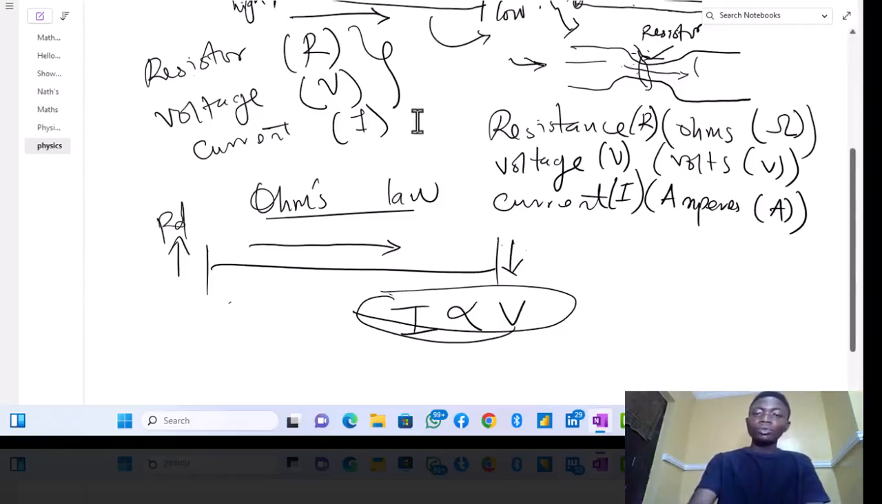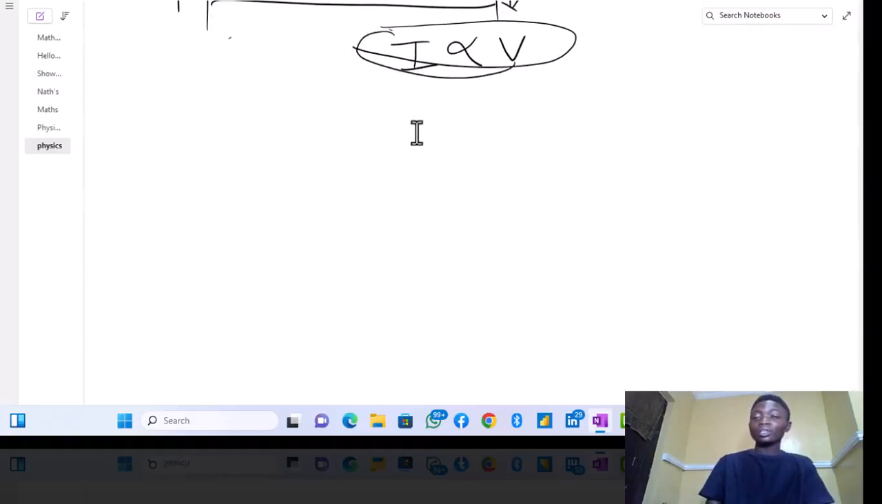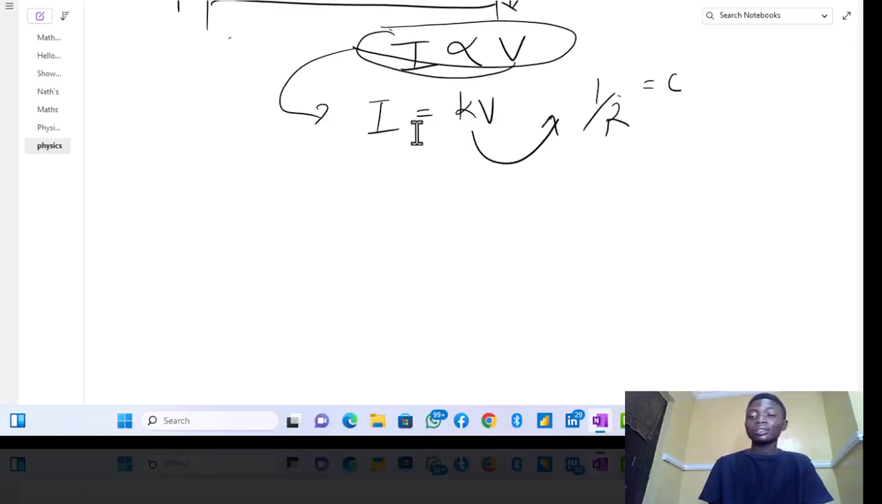So now, looking at it, Ohm's law says that given that resistance and every other physical condition are kept constant. So I can mathematically express this as I equals KV, isn't it? By experiment, we found out that this constant K is actually 1 over R. That's 1 over resistance, or you can also call that conductance. So I will switch this K for 1 over R, so I'll have I equals 1 over R times V.